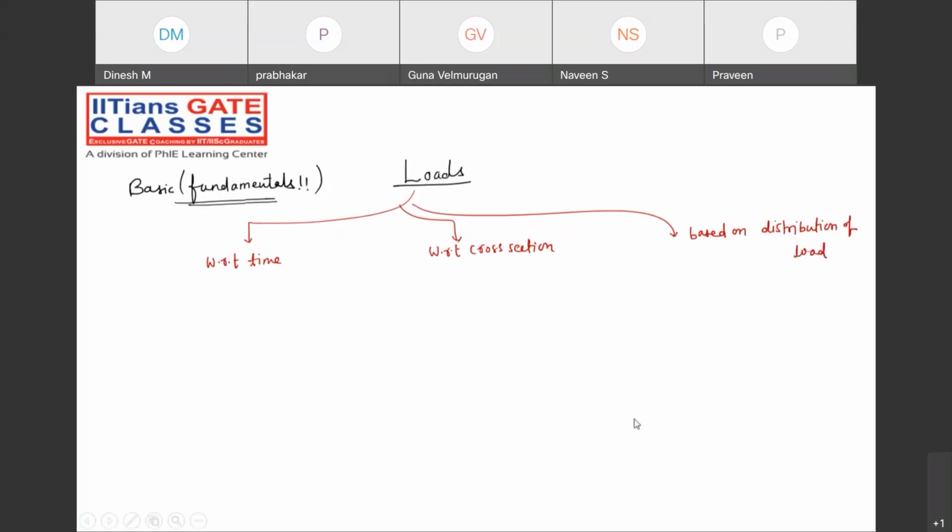Now, with respect to time, we can define the load in two types: static load, and then we have dynamic load. What do you mean by static load? The load which is not going to vary with respect to time is called static load. Understanding?